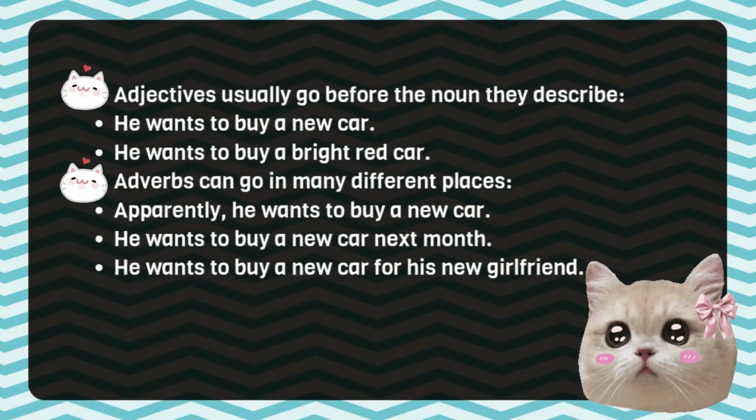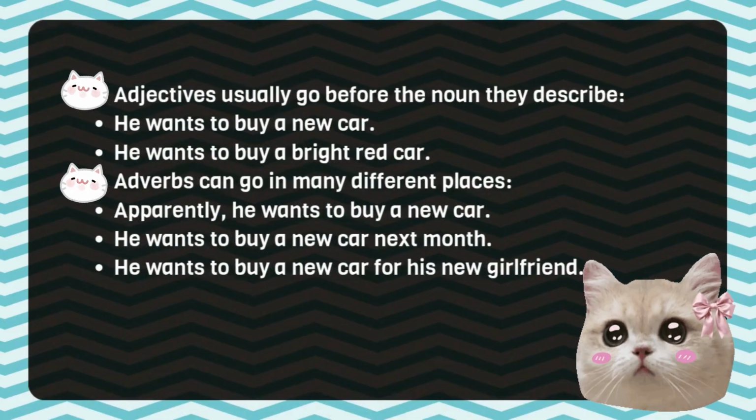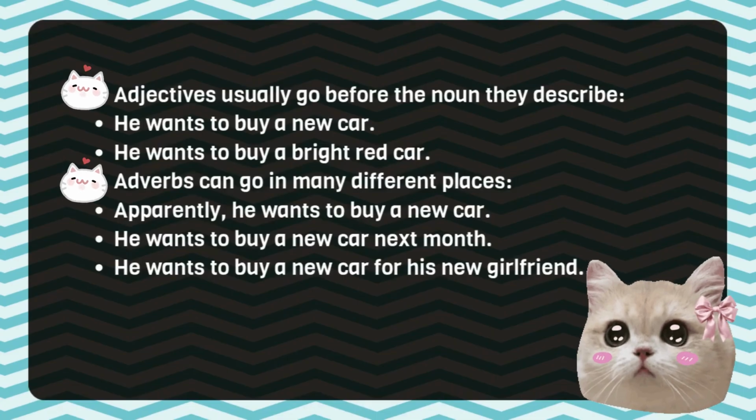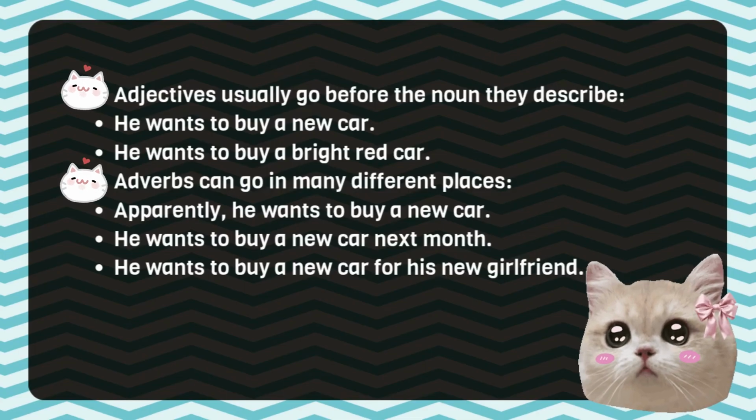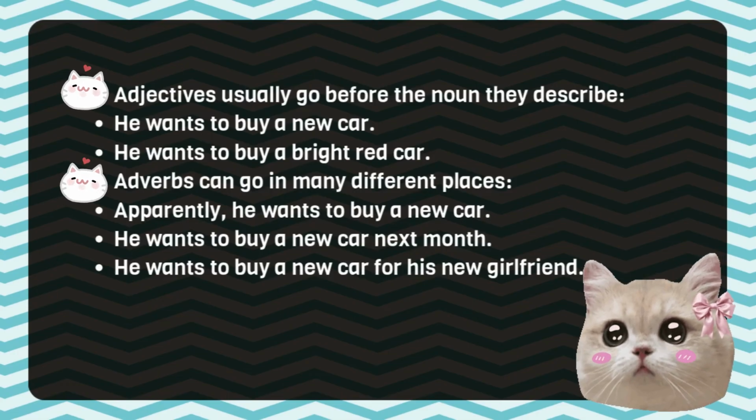Adjectives usually go before the noun they describe. He wants to buy a new car. He wants to buy a bright red car. Adverbs can go in many different places. Apparently, he wants to buy a new car. He wants to buy a new car next month. He wants to buy a new car for his new girlfriend.